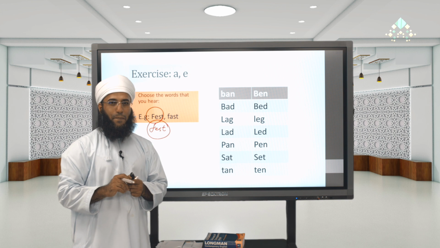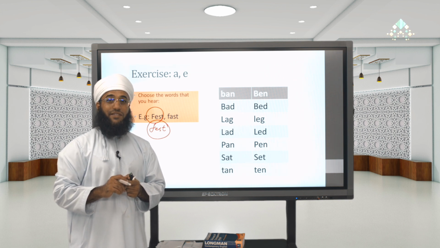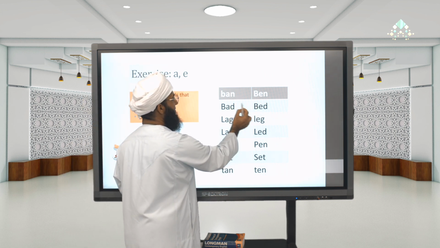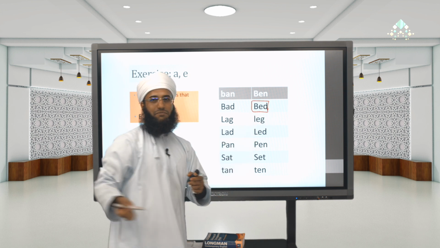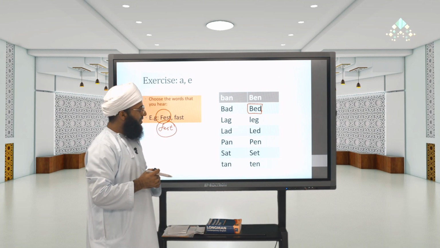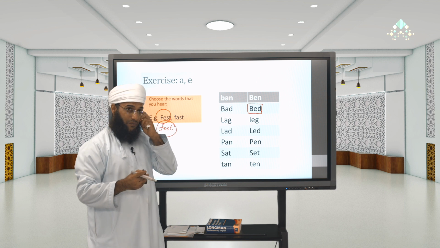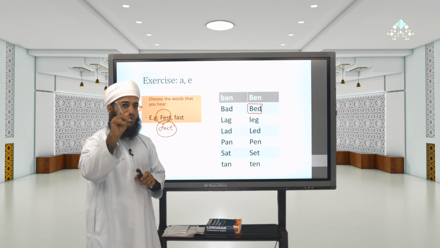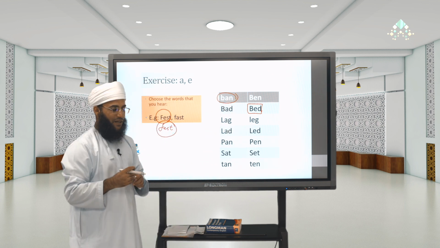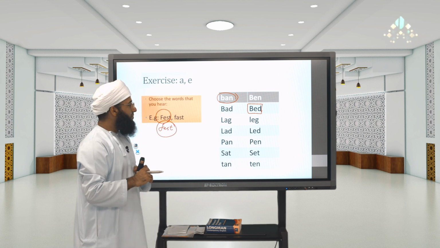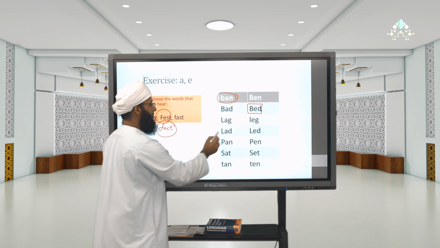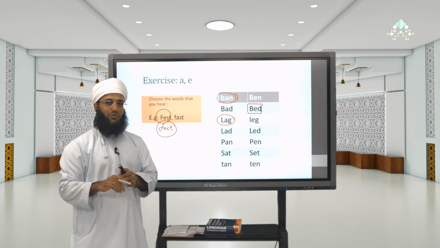Bed. Sorry, it was fast, right? Bed. Which one? This one? No. This one. I said bed. I didn't say ban or bad. Okay. I would say now ban. I'd say it only one time. So what did I say? Ban. Okay. Next one. Lag. Which one? Lag. Okay. Next one.